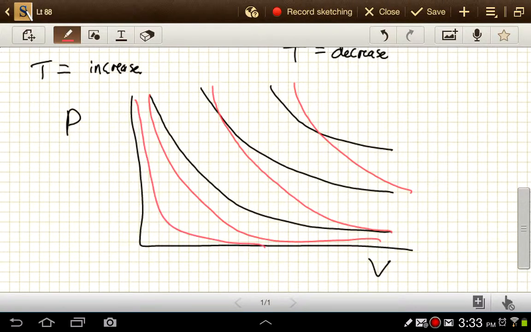Okay, so the red ones are more adiabatic. We have a little bit more rapid pressure change than we do in the other cases. So a little steeper slope for that more vertical section on the adiabatic processes.